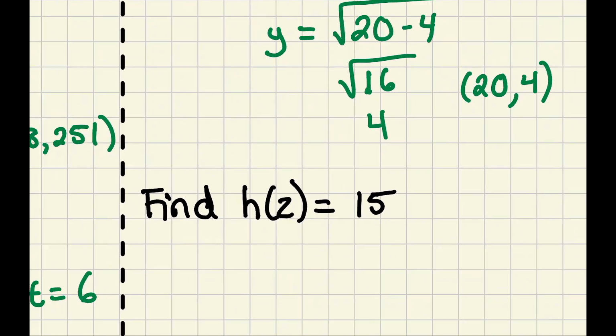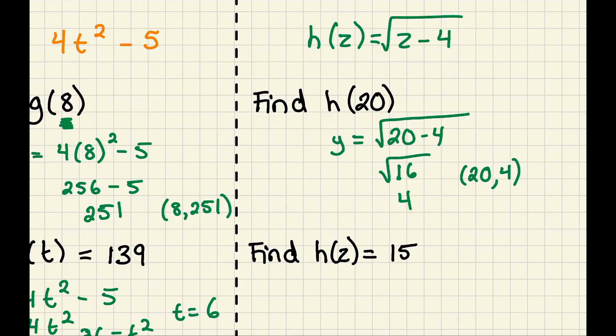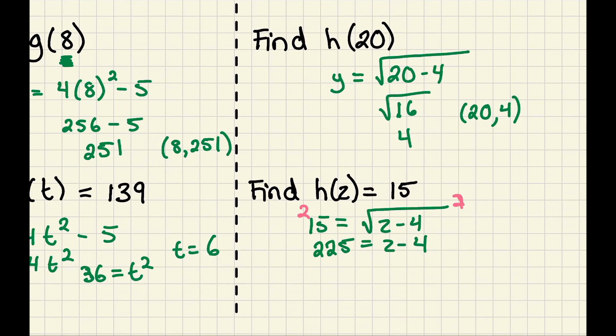Down here, I would replace my h of z, or my y, with 15. 15 is equal to the square root of z minus 4. I hope you know that at this point you would square both sides to remove the root. If I do 15 squared, I get 225 is equal to z minus 4. Then I would add 4 onto both sides, and I would get 229 is equal to z. So now my coordinate point for this last one is 229, 15.